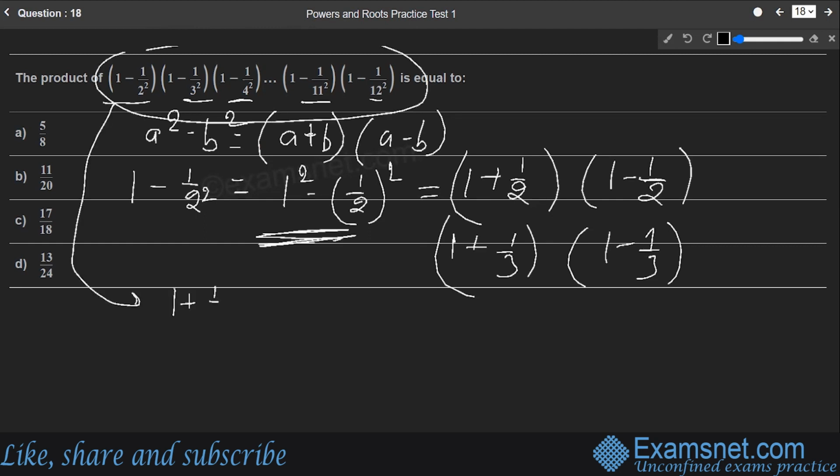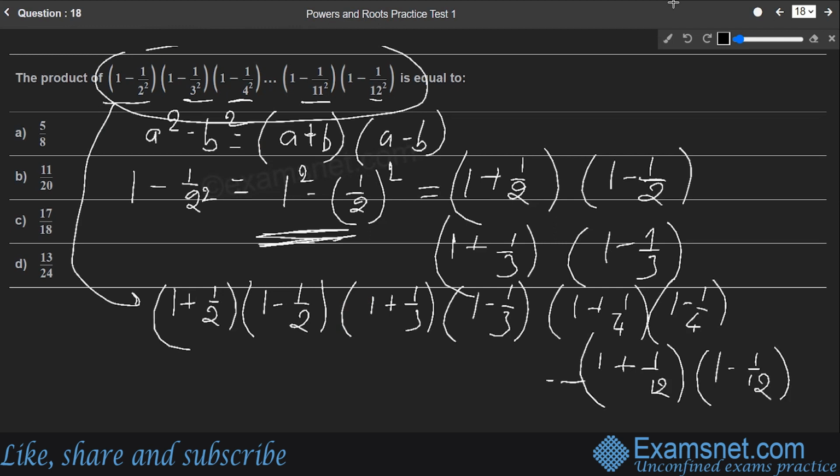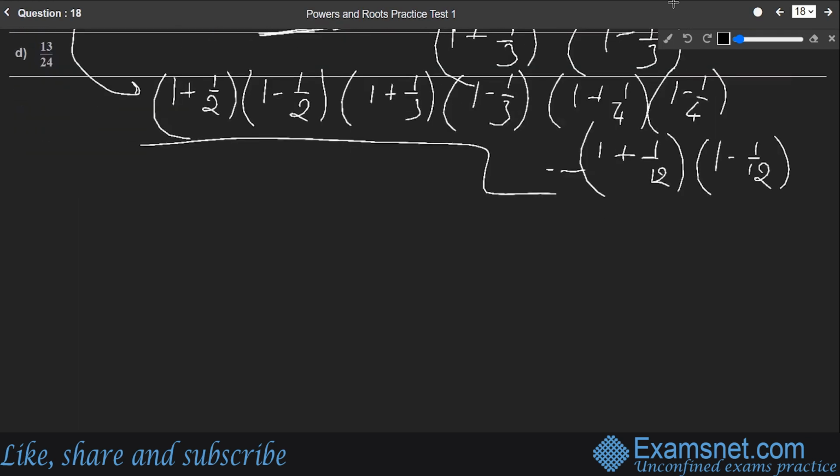So clearly the whole series can be rewritten as (1 plus 1 by 2), (1 minus 1 by 2), then (1 plus 1 by 3), then (1 minus 1 by 3), then (1 plus 1 by 4), then (1 minus 1 by 4), and this will last till (1 plus 1 by 12) and (1 minus 1 by 12). This is how the whole series goes. Okay, let us take it down further. Now, what can we do with it?